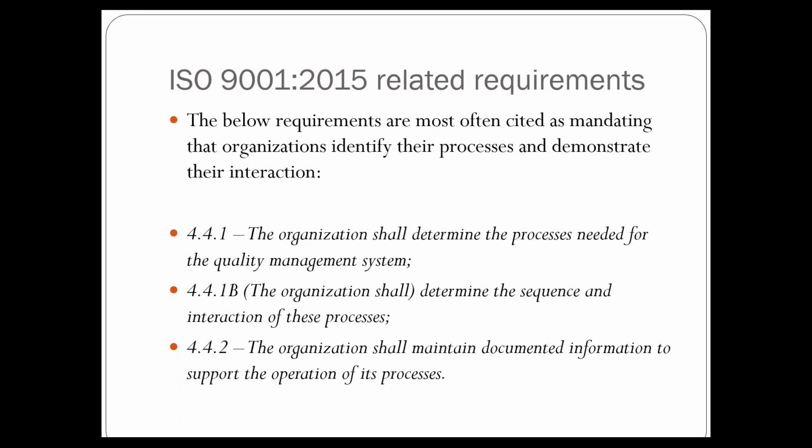And then the last bullet point requires documented information as evidence. So not only is it required that you determine what the processes are and how they interrelate, but also have evidence of that determination that you can show an auditor. And that's where that documentation comes into play.